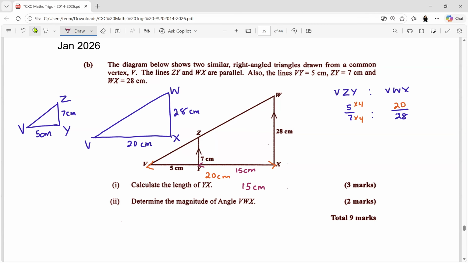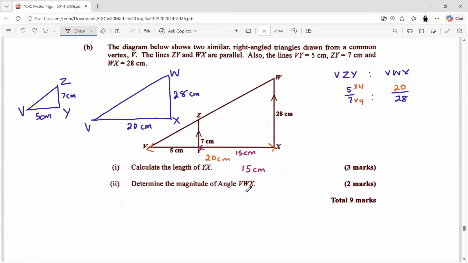All right, so let's see. The next part: determine the magnitude of angle VWX. VWX is this angle up here. Again, we can use trigs because this is a right angle triangle, and if it's a right angle triangle, we can use trigs to find this unknown side.